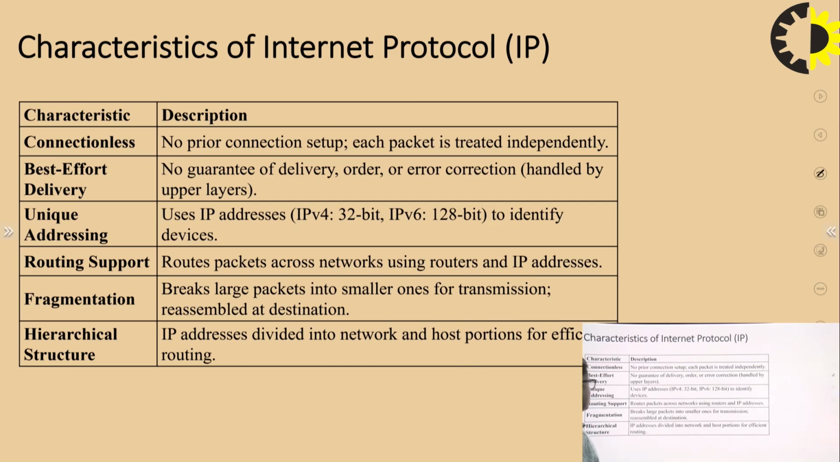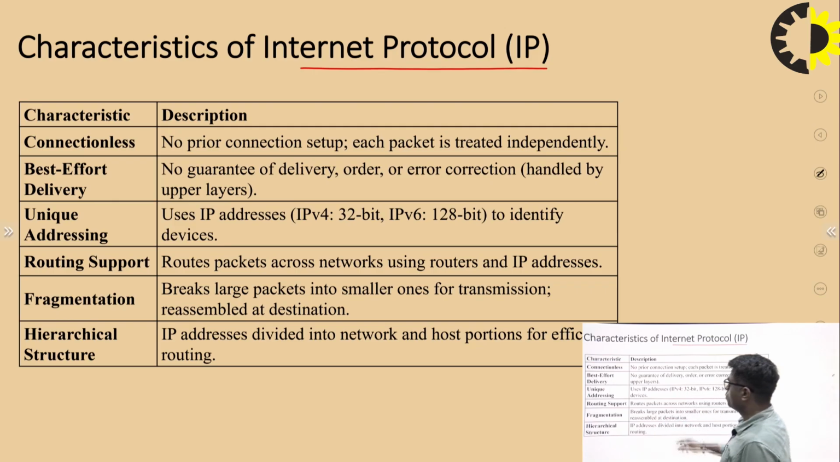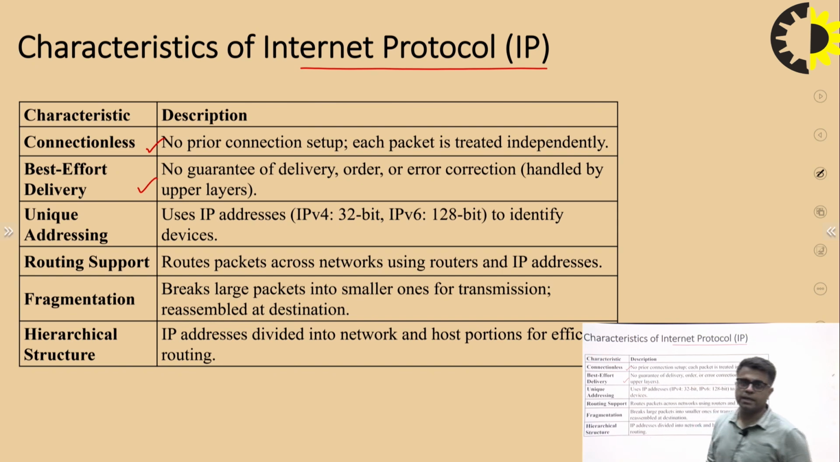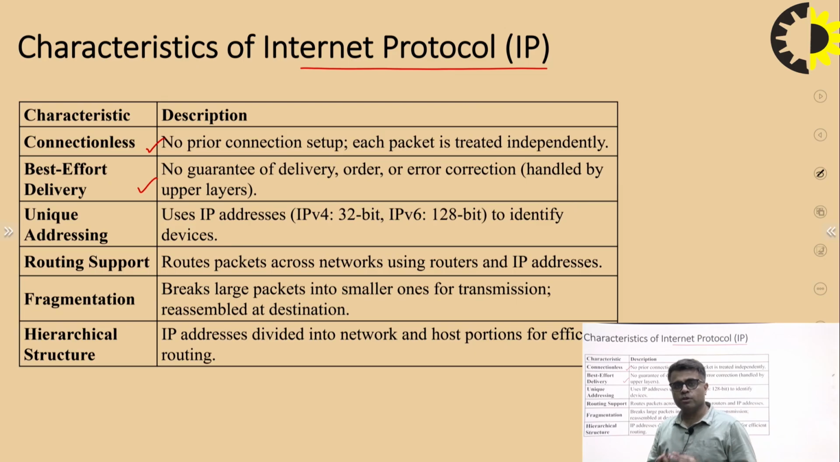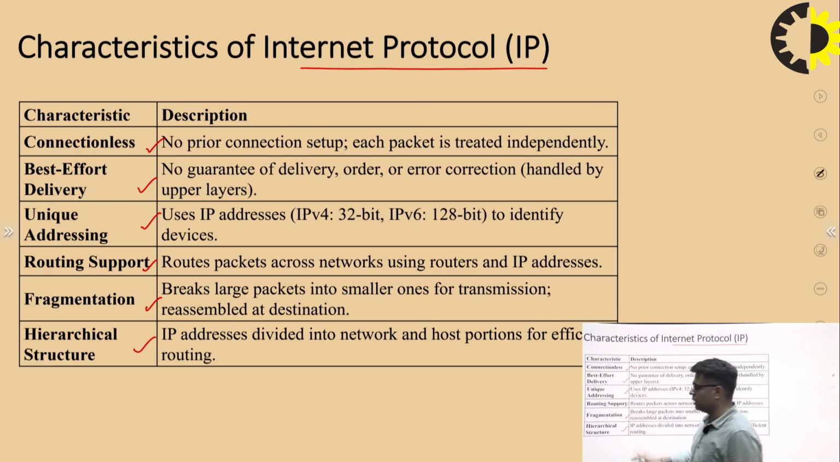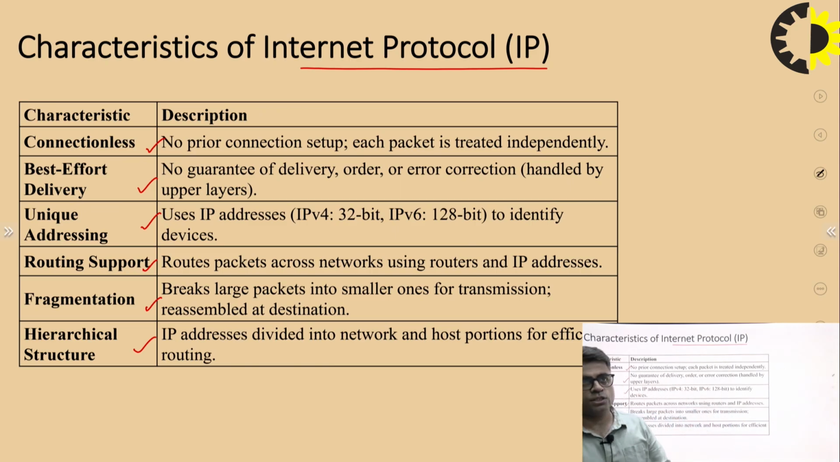So these are the characteristics of IP, Internet Protocol. It is connectionless, best effort delivery. That is, there is no guarantee that the intended message will be delivered, but there is best effort in delivering the message. Unique addressing, routing support, fragmentation, and hierarchical structure. These are some characteristics which an examiner might ask in the exam: what are the characteristics of IP? Particularly, there are two different types of IP, IPv4 and IPv6.